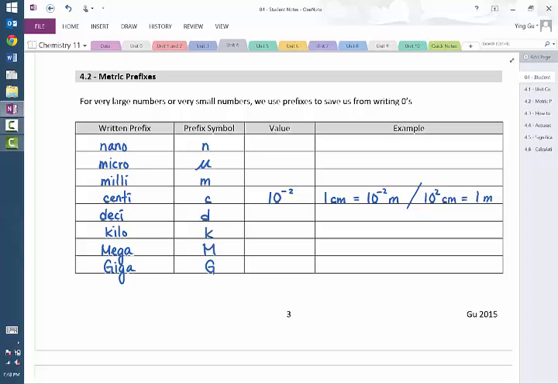Okay? For milli, it is 10 to the negative 3. For micro, 10 to the negative 6. And nano is 10 to the negative 9. Okay? Let's do one more example here.